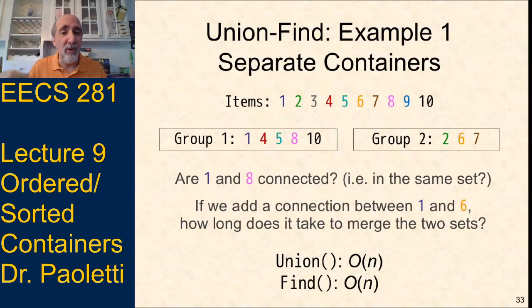Too long. Remember, eventually everybody's going to be connected. If every find and every union takes O of n, we're looking at n squared for our total cost. Too long.